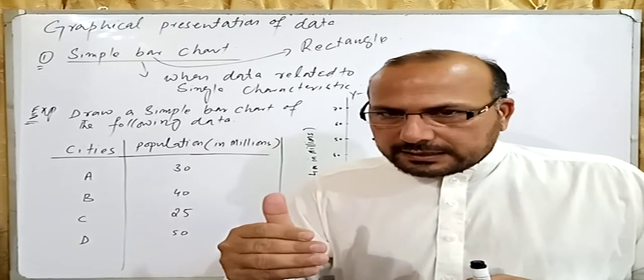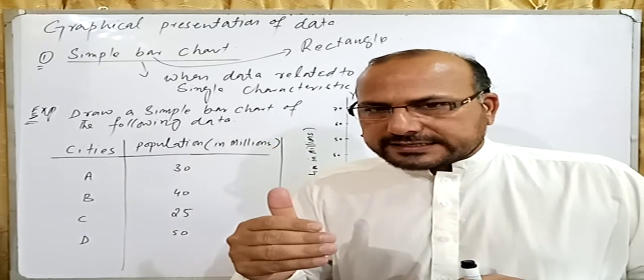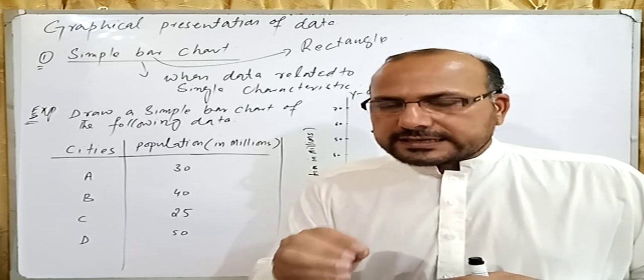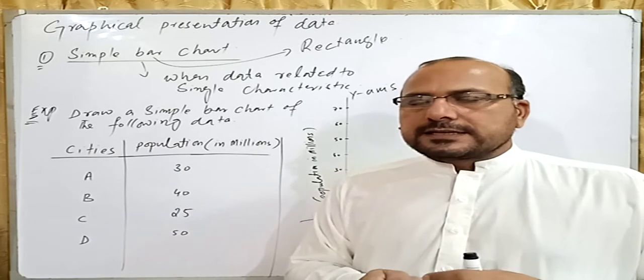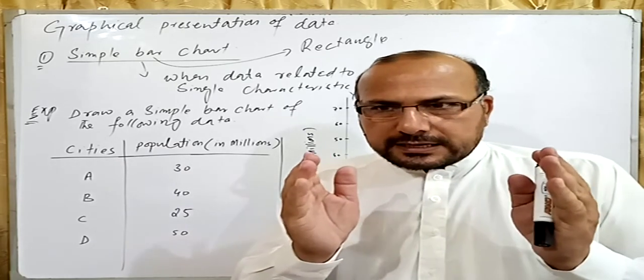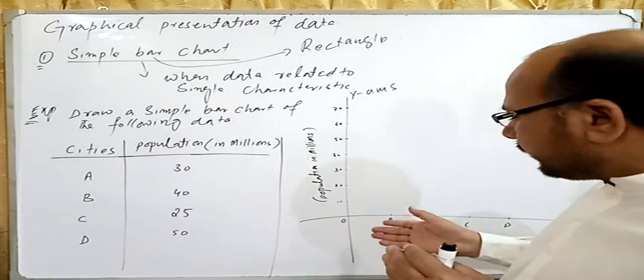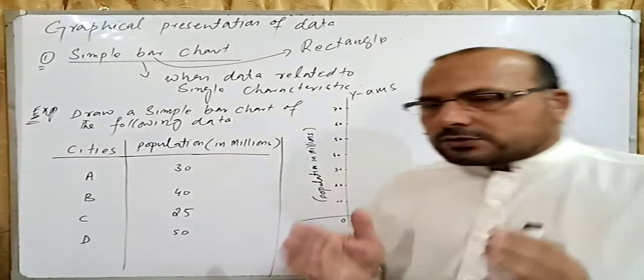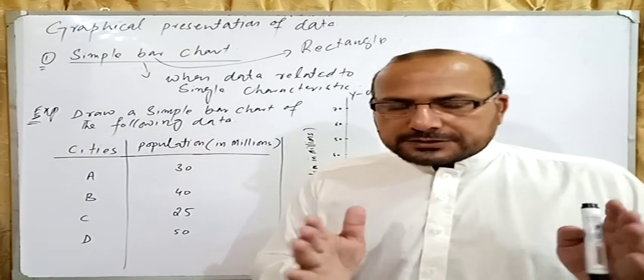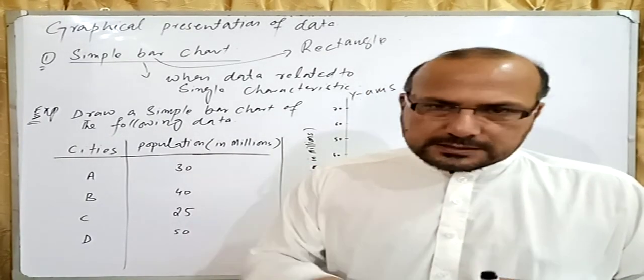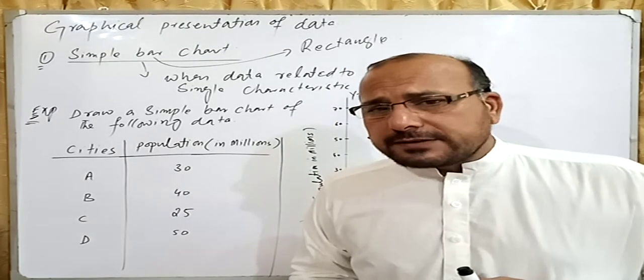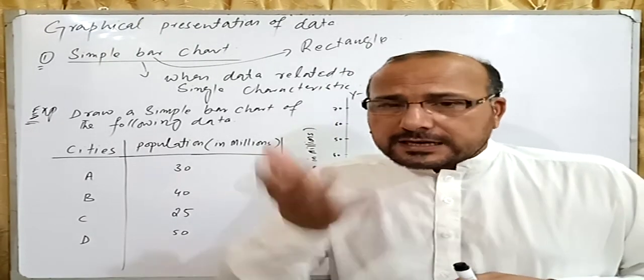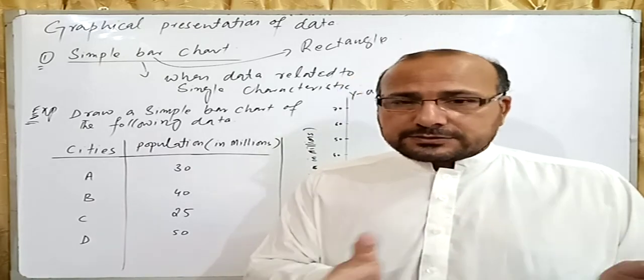The width of the bars or the width of the rectangles should be equal in the graphical presentation of a simple bar chart. The next point is that when you are going to draw the bars on the x-axis, the gap amongst the bars should be equal. This is the third point. And the fourth point, you will give height to the bars according to their frequency, according to their values which are given.